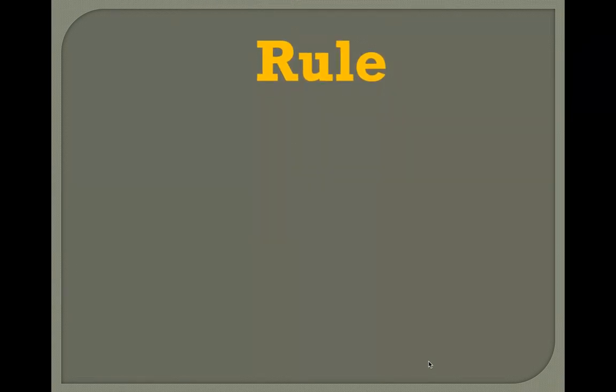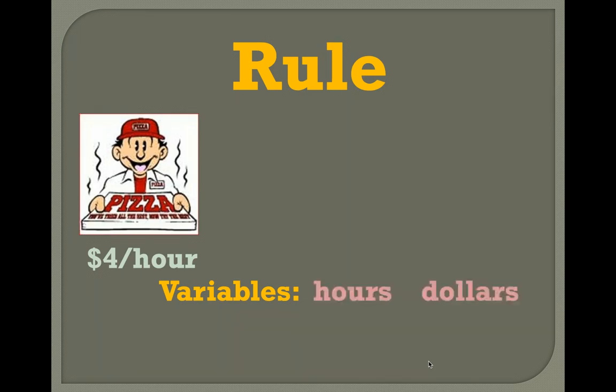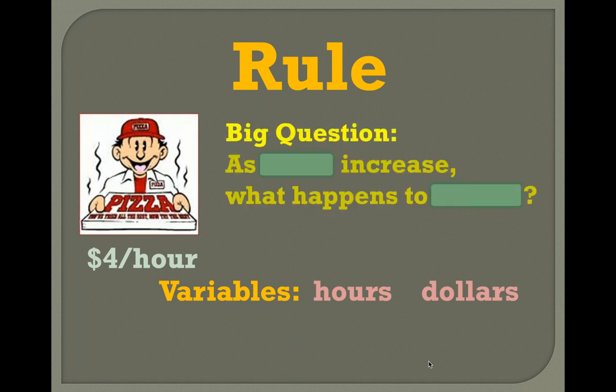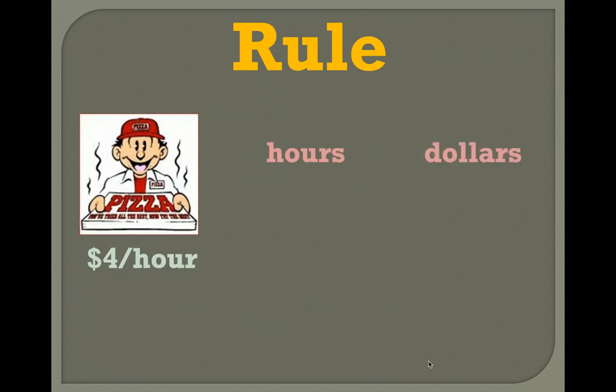So what does a rule do? Well, a rule, and we have pizza, we're making $4 an hour. A rule talks about the generic: given any number of hours you've worked, how would I figure out what the money is? Okay, so the variables in this situation are hours and dollars. The big question is, as hours increase, what happens to the dollars? And that is the big question.